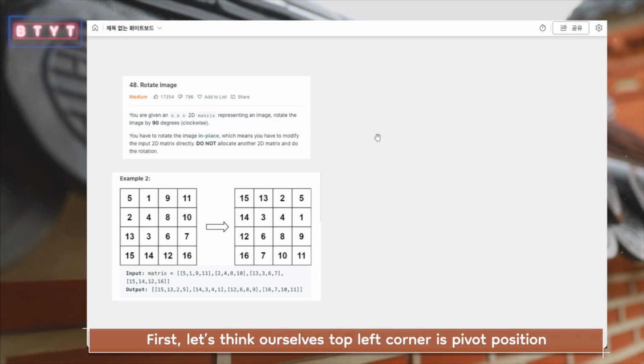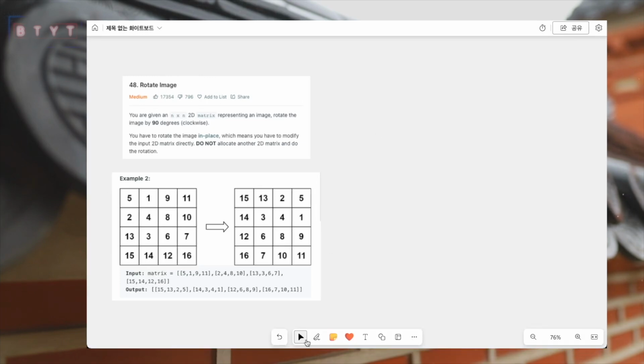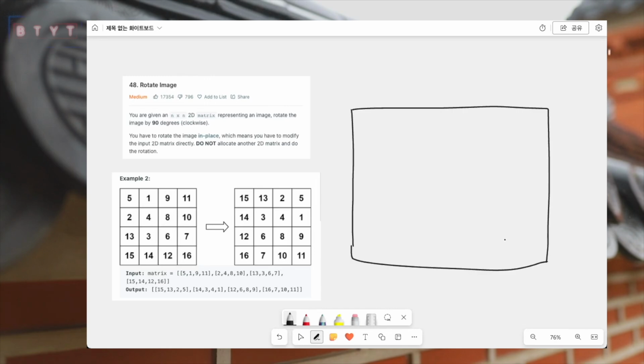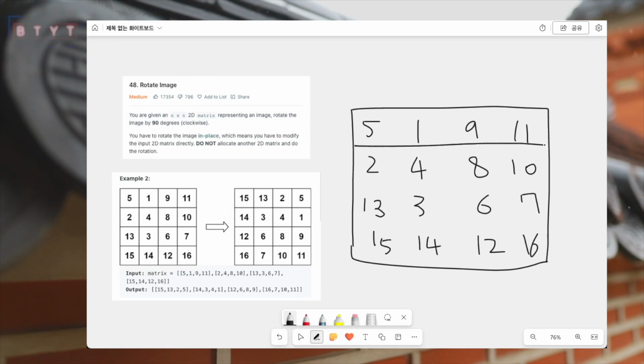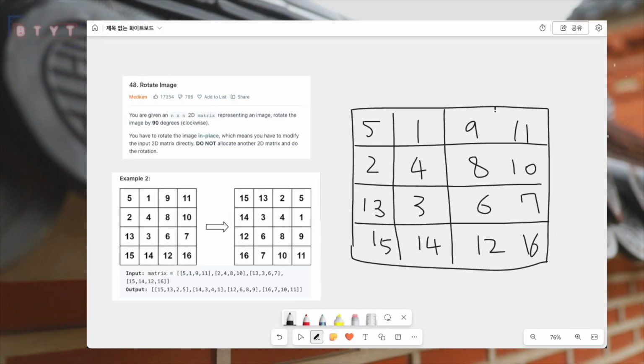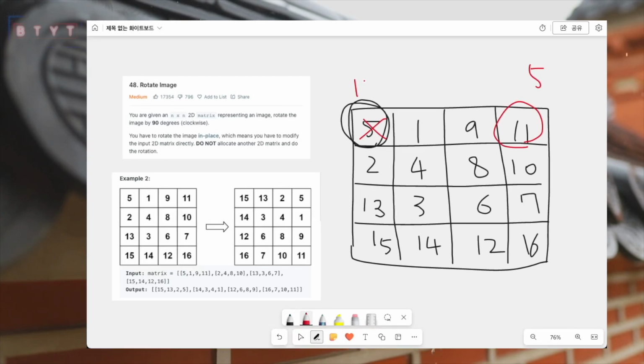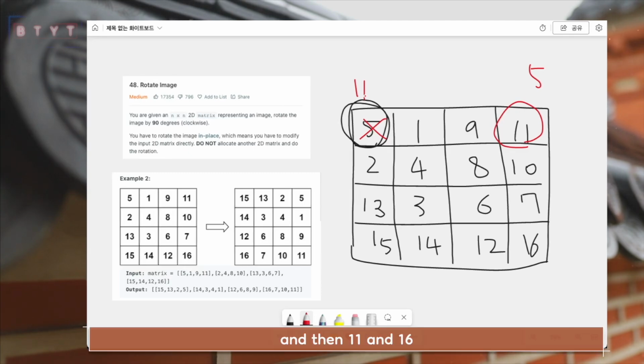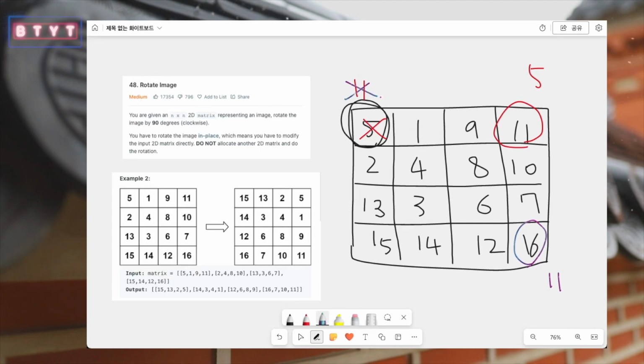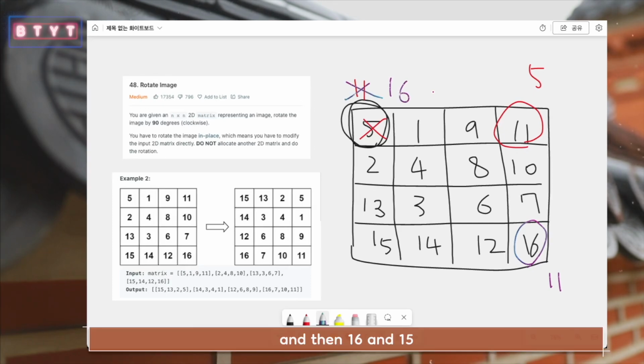First, let's think of the top left corner as the pivot position. In example 2, it's initially 5's position. So let's change the seats of 5 and 11. And then 11 and 16. And then 16 and 15.